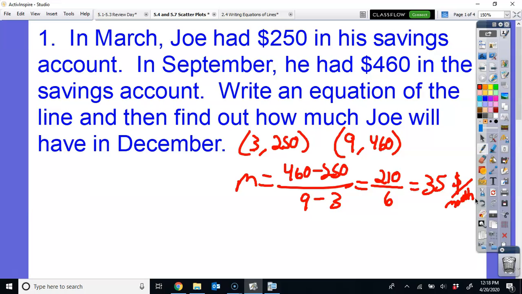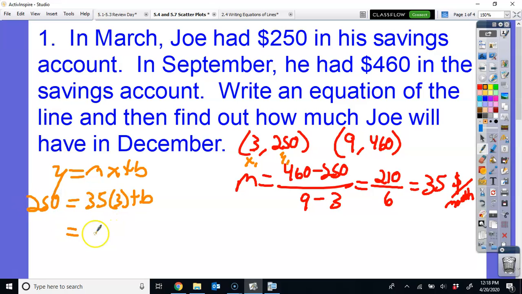Now, we can write an equation that can be used to find out any amount of money that you wanted to have in Joe's account. Still using that y equals mx plus b thing we talked about before. So my M is 35. My x, I'm going to use this point here, is 3. My y value is 250.